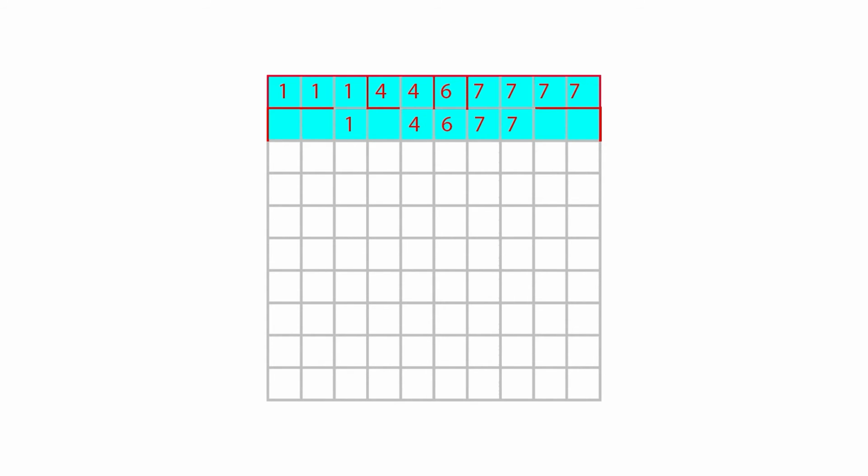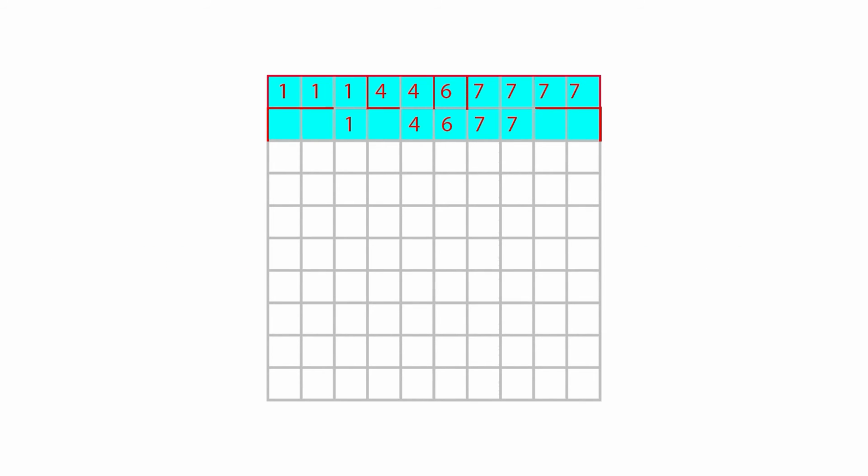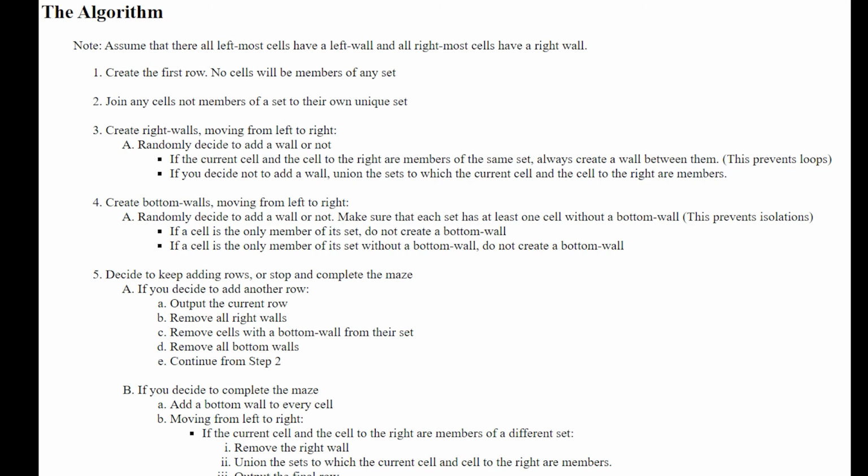Now, remember that step 2 is join any cells not members of a set to their own unique set. Essentially, we're just going to assign each empty cell its own new unique set. And now we basically just continue in the same order we did previously. We move on to step 3, step 4, and step 5. And if we want to keep making more rows of the maze, then we will repeat back to step 2. Now I'm going to complete the rest of the rows just before the last row.